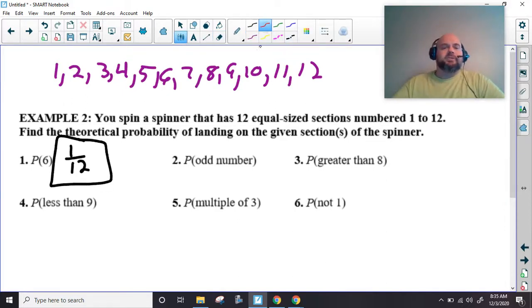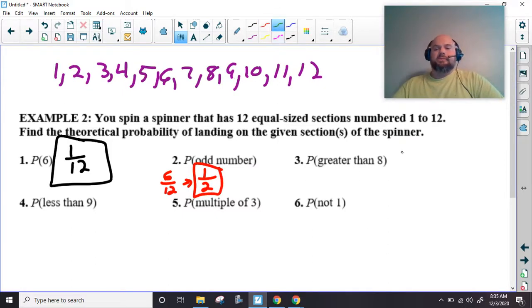Odd numbers. That's why I wrote this out, because sometimes it helps being visual. So odd numbers. That's 1, 2, 3, 4, 5, 6. That's going to happen 6 out of 12 times, which is 1/2. Greater than 8. Well, 1, 2, 3, 4. You should have known that if you can count. This is 1/3.